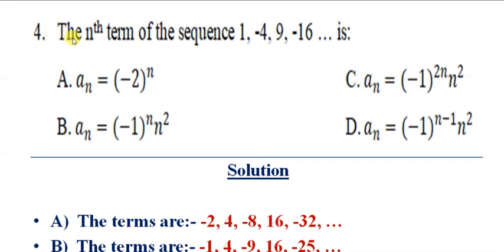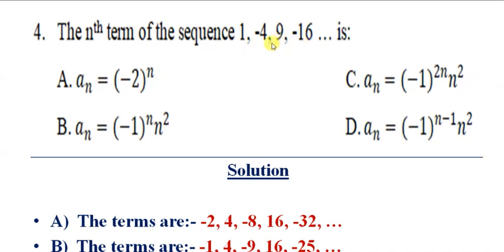Question number 4 says: the nth term of the sequence 1, minus 4, 9, minus 16, and so on is, that is what the question says. As I said, check whether this sequence is arithmetic or geometric. For this to be arithmetic, the difference between successive terms must be constant. Here -4 minus 1 is -5, and 9 minus -4 is 13, which is not arithmetic.